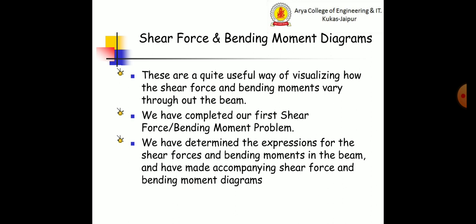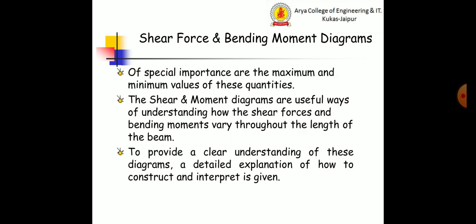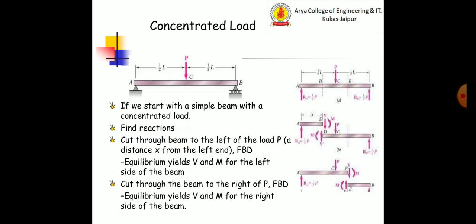We have completed our first shear force and bending moment problem. We have determined the expression for the shear force and bending moment in the beam and have made the accompanying shear force and bending moment diagram. Of special importance are the maximum and minimum values of these quantities. The shear force and bending moment diagrams are useful ways of understanding how the shear force and bending moments vary throughout the length of the beam. To provide a clear understanding of these diagrams, a detailed explanation of how to construct and interpret them is given.